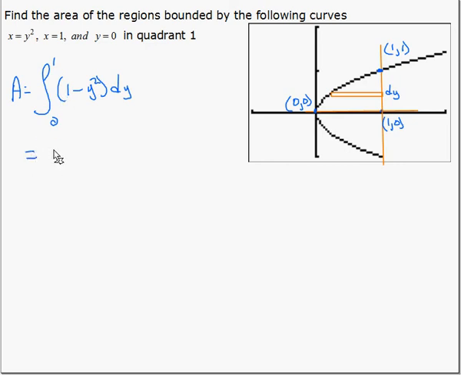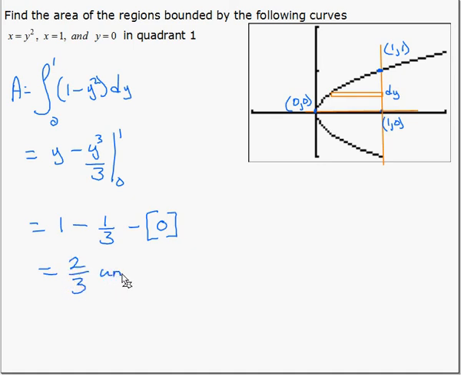Integrating now gives us y minus y cubed over 3 from y equals 0 to 1. Substituting gives us 1 minus 1 over 3 minus 0, which is 2 over 3 units squared.